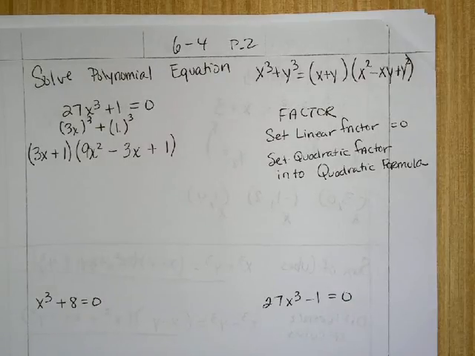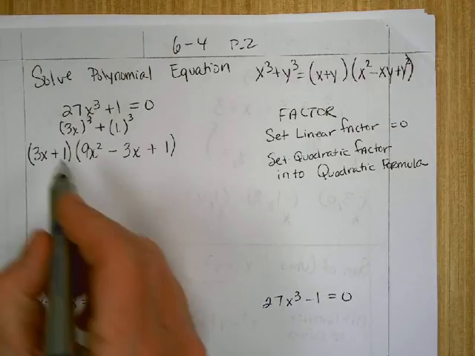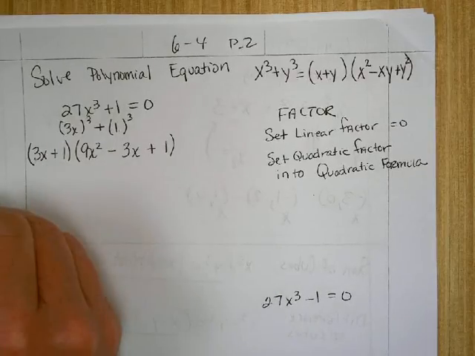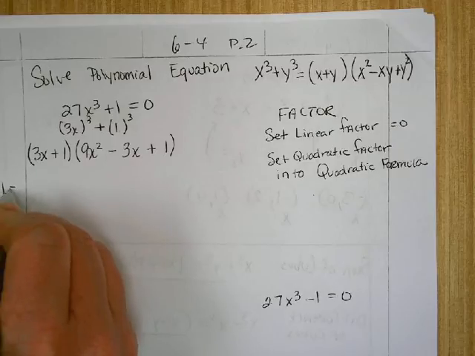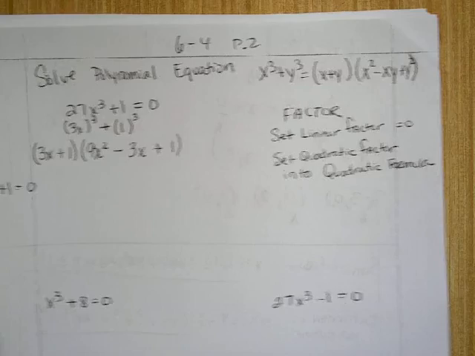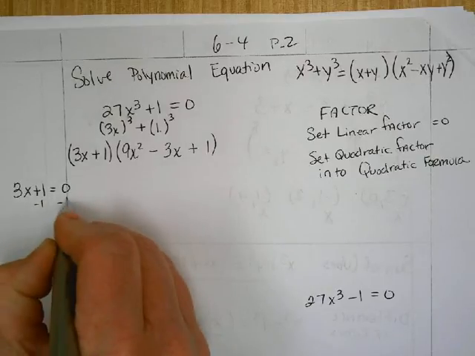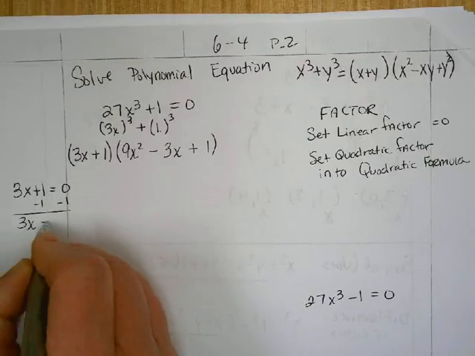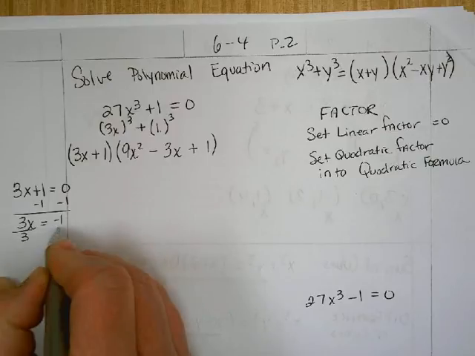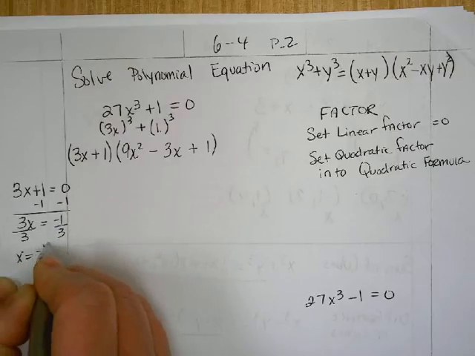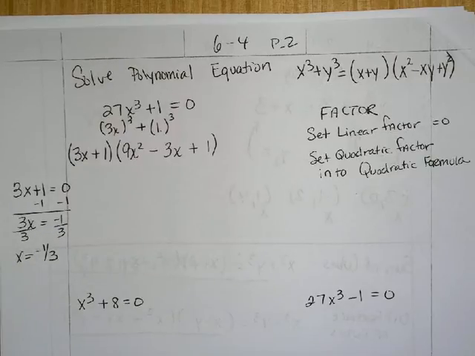The next thing you need to do is take your linear factor and set it equal to 0 and solve. So the first one's the linear factor, 3x plus 1 equals 0. Solve it just like you would solve. Divide by 3. So one of your answers is -1/3.